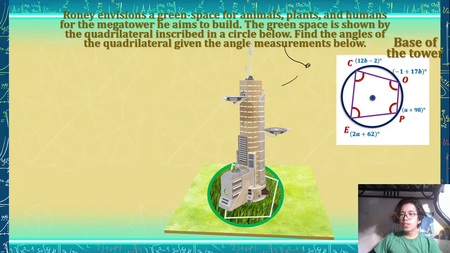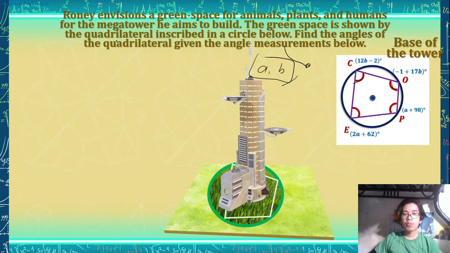For this one, we have 4 angle measurements and all of them have variables in them. So we have A and B. Therefore, our main objective for this problem is to find the values of A and B given a quadrilateral inscribed in a circle. So how are we going to do that?